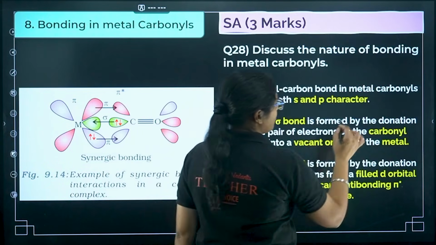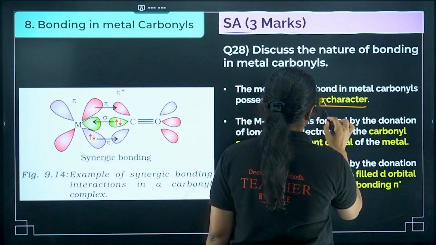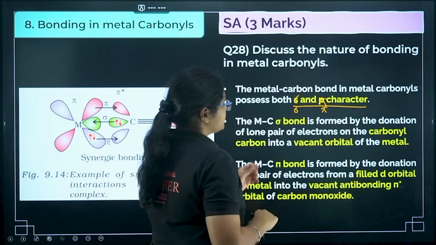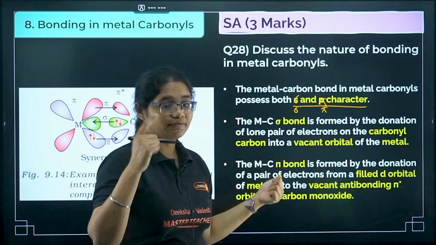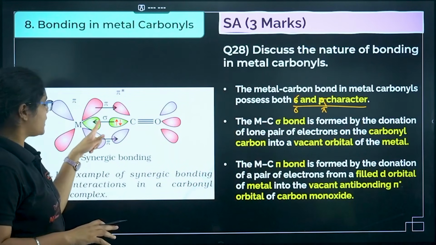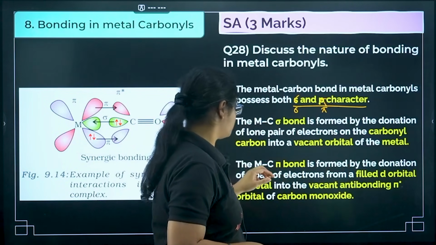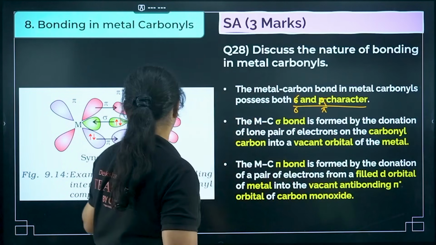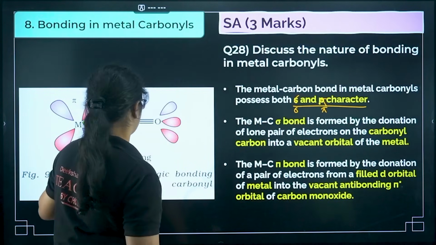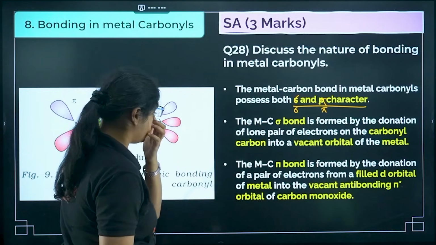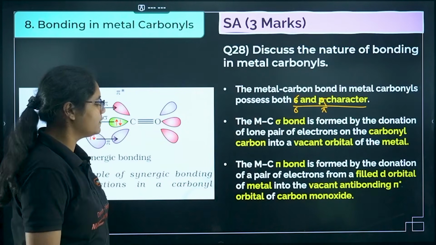The metal-carbon bond in metal carbonyls has both sigma and pi character. The sigma bond is formed by the donation of a lone pair of electrons on the carbonyl carbon into the vacant d orbital of the metal. The M-C pi bond is formed by the donation of a pair of electrons from a filled d orbital of the metal into the vacant antibonding pi orbital of carbon monoxide. Clear?